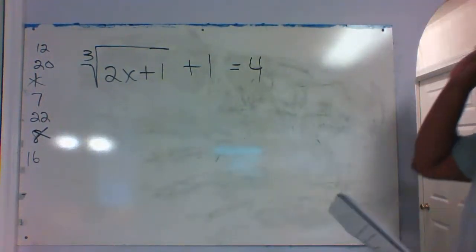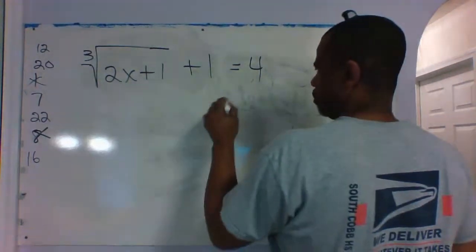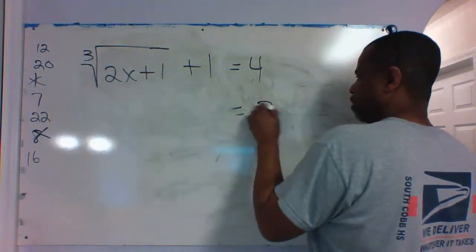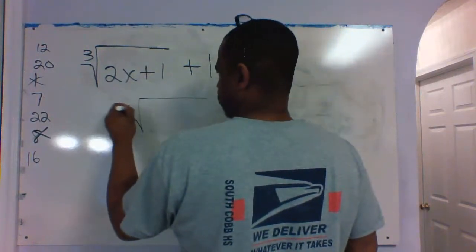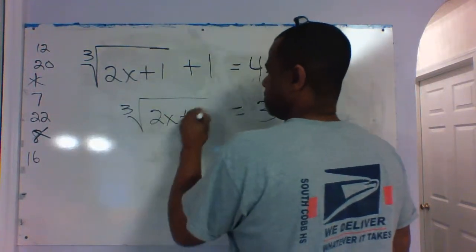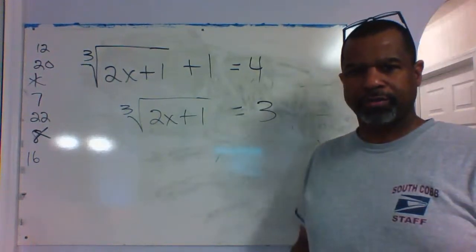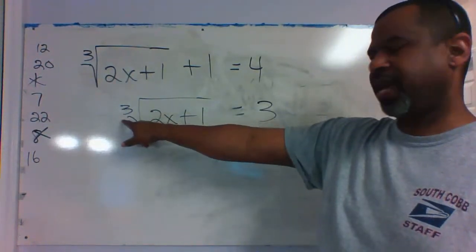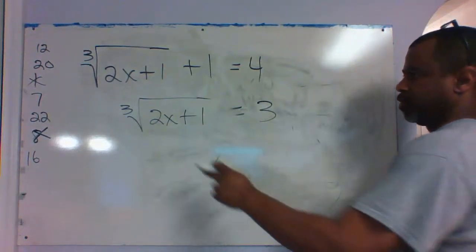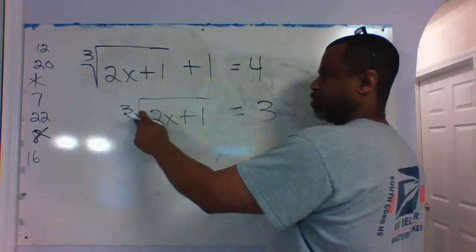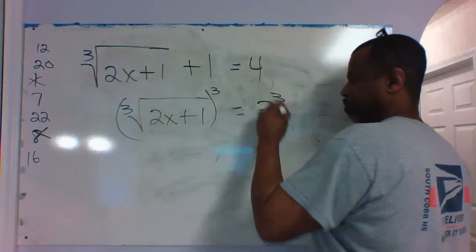Okay. So for this one, we have to isolate it. So we're going to subtract 1. Then we have the third root of 2x plus 1. So 3 is the index, 2x plus 1 is the radicand. Okay, now we need to get rid of this 3, so we're going to raise everything to the third.